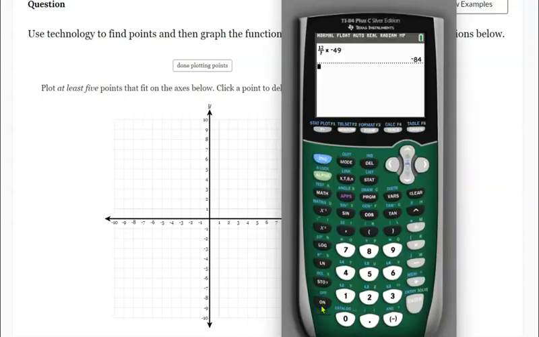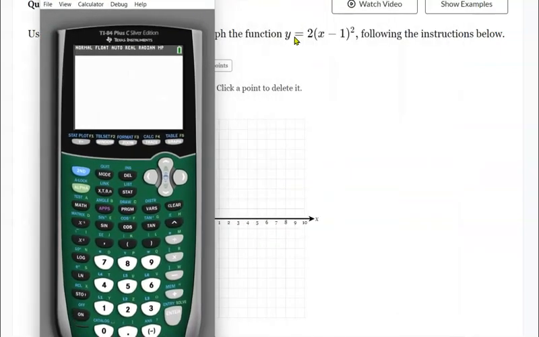So what we're going to do is turn our calculator on, and type this function right here into our y equals button. Make sure you've cleared out anything that's there, and then you type it exactly how you see it: 2 parentheses x minus 1 parentheses exponent of 2. And from here, you can find some points in the table of values by pressing second graph.